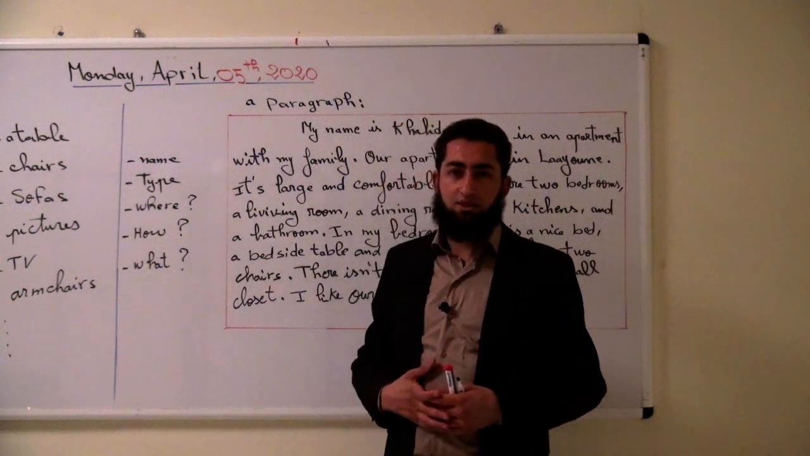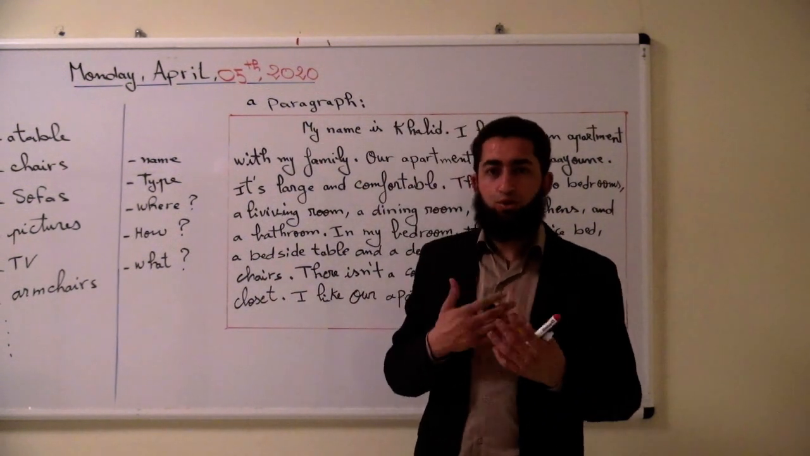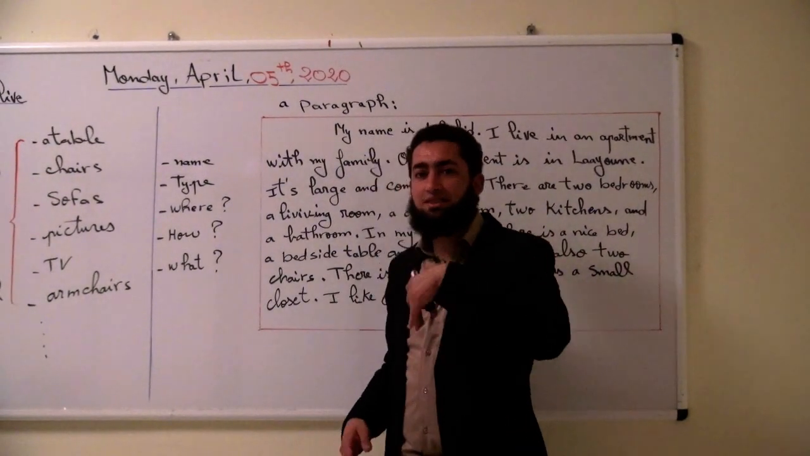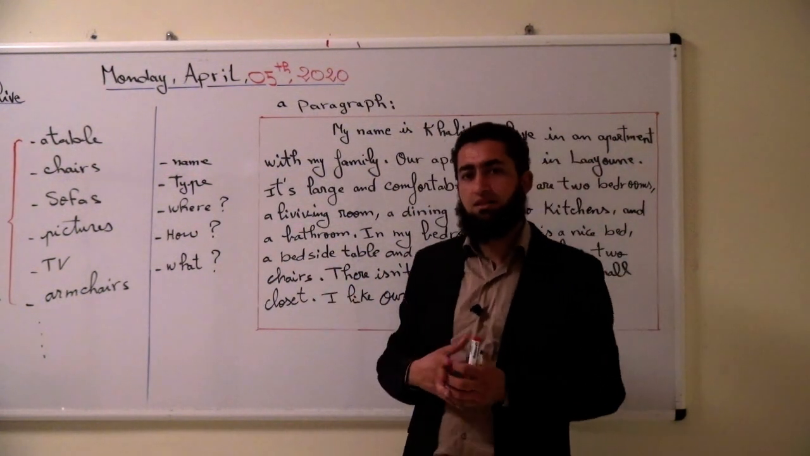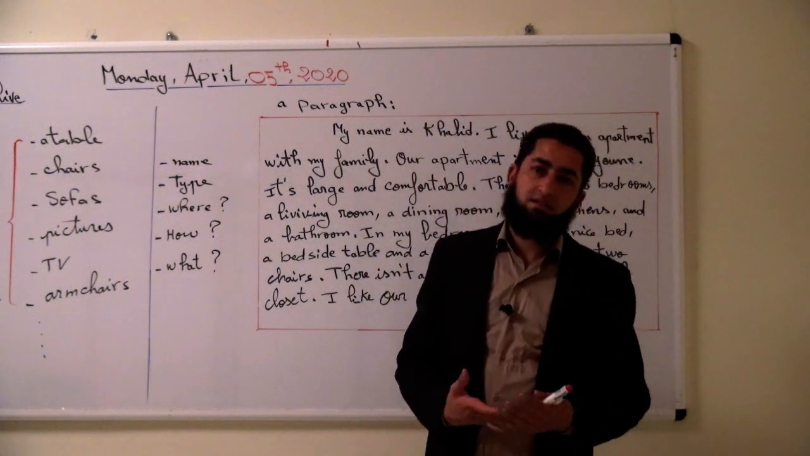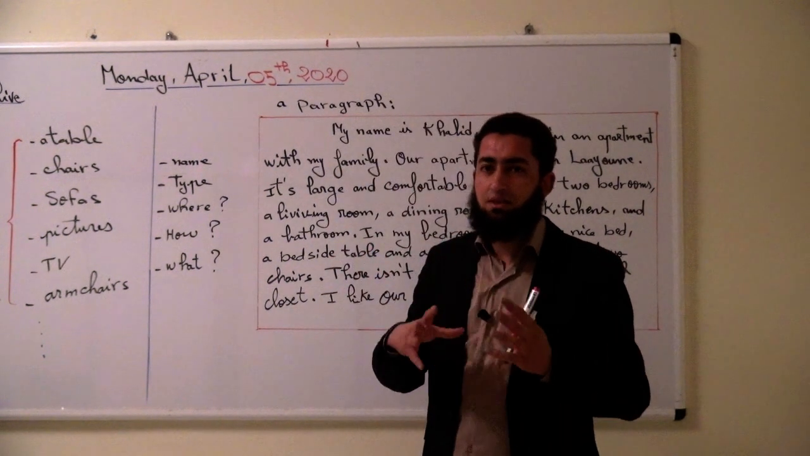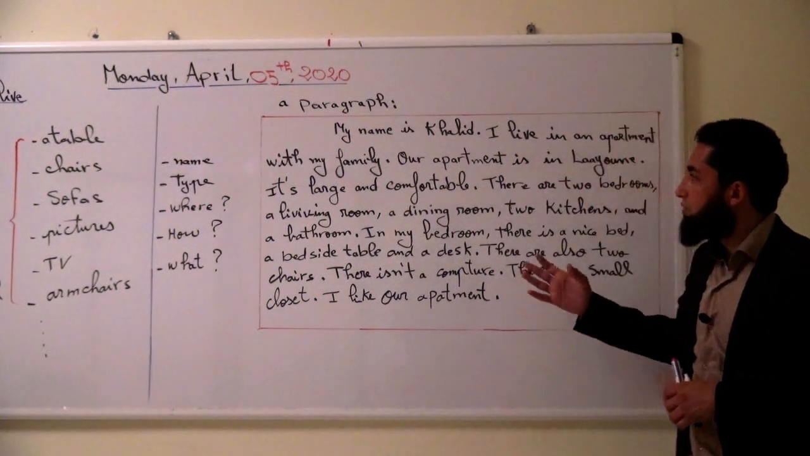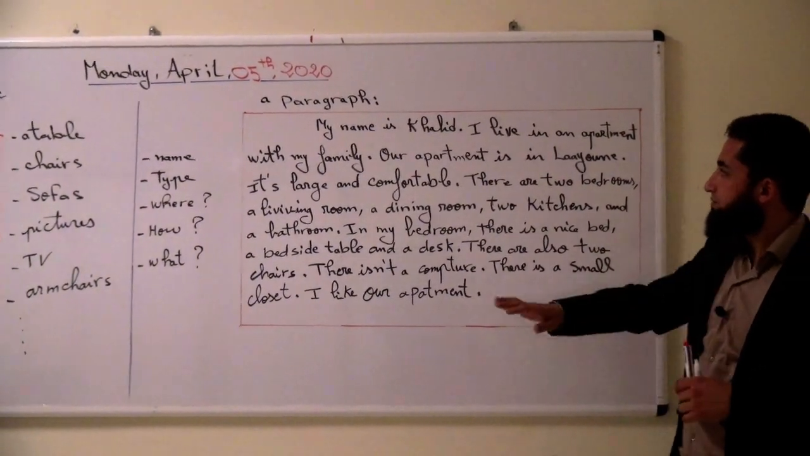Then how is it? Is it large, comfortable, small? So you use adjectives. And then what is inside this house? How many rooms are there? Is there a computer? Are there gardens, a garage, and so on? So you mention some of these objects. Okay, so now we are moving to this paragraph. We are going to read this short paragraph.